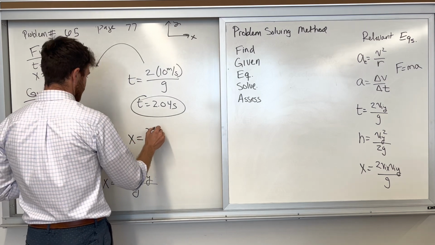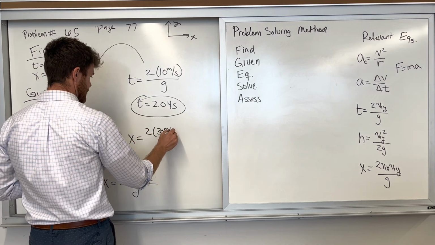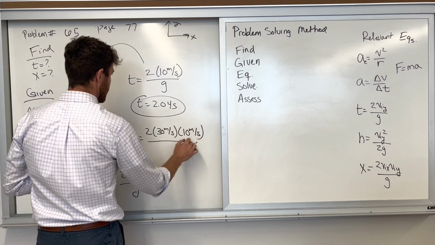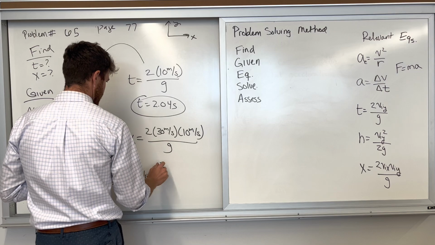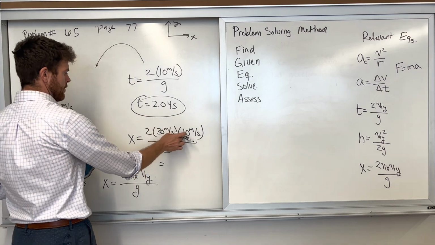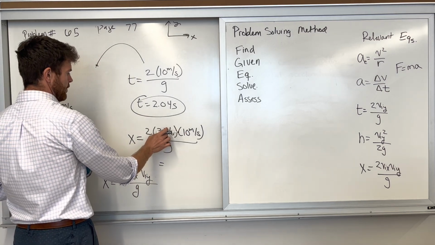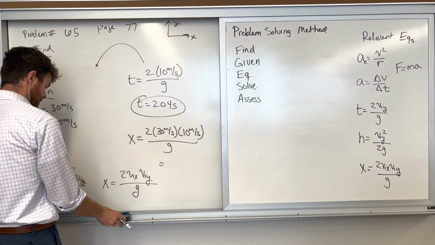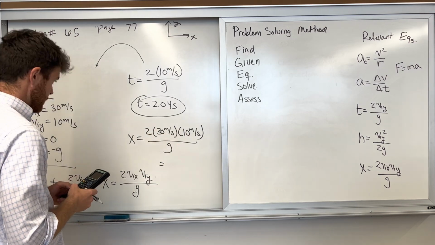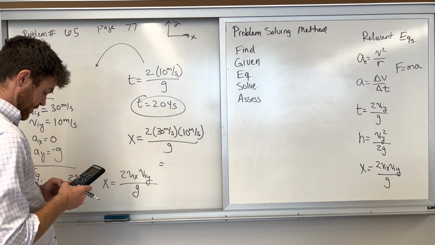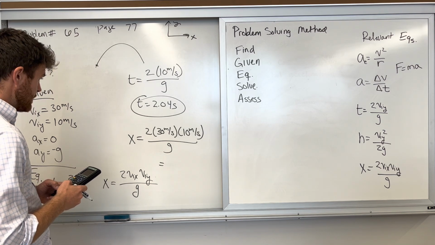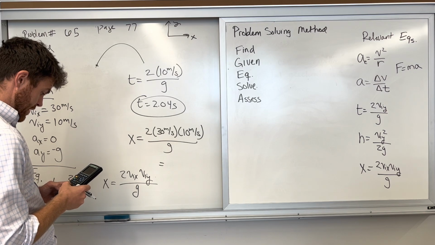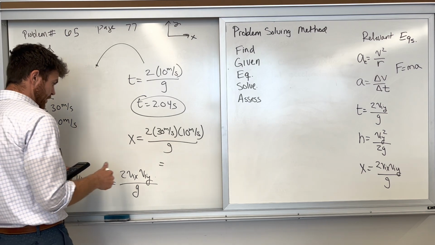Next is 2 times 30 meters per second times 10 meters per second divided by g. So that's, well, 300 times 2, it's 600. It's going to be around 6, sorry, around 60. 2 times 30 times 10 divided by 9.8 is 61.22.